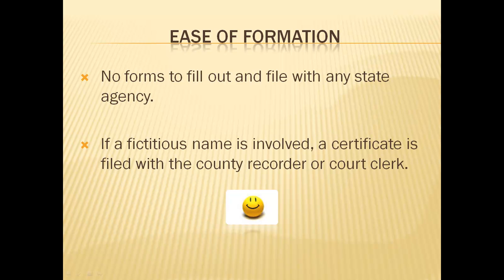One thing small business owners like about the sole proprietorship is its ease of formation. Generally, the sole proprietor does not have to fill out and file any forms with any state agency to start the business, unless he or she wants to operate under a fictitious name. And filing for a fictitious name is usually fairly easy too. It involves filing a name certificate with the county recorder or the clerk of court, depending on the jurisdiction.